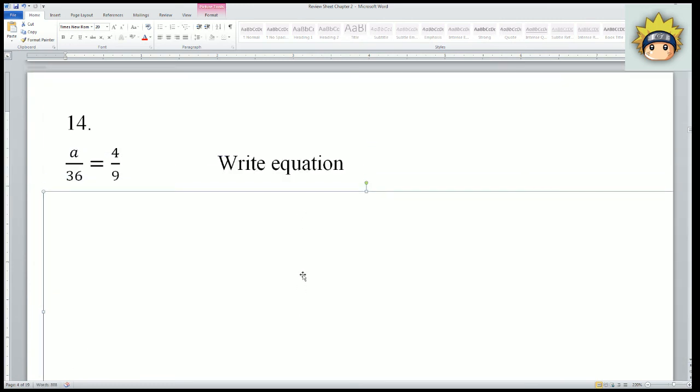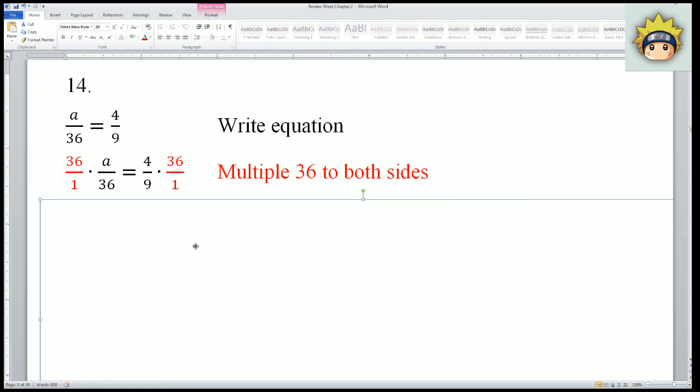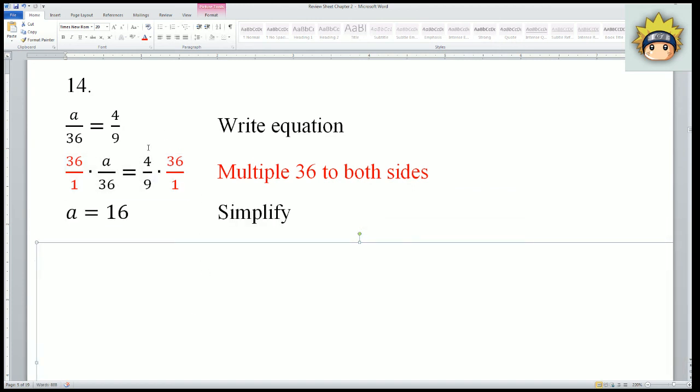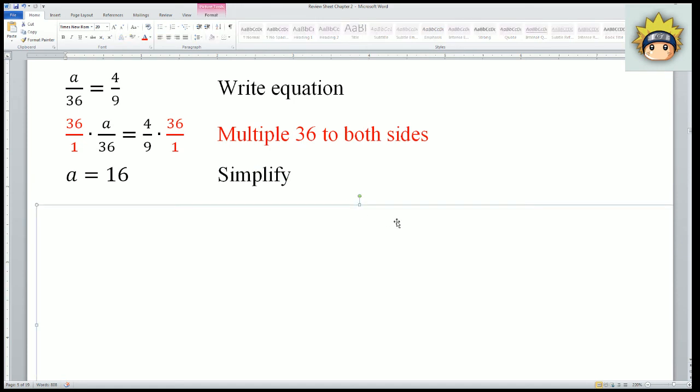Number 14, it gives us a over 36 is equal to 4 divided by 9. Alright, so what is attached to this a so far? It's a divide by 36. So to get rid of the divide by 36, we multiply by 36 to both sides. The left hand side is just a, the right hand side, 4 times 36 divided by 9 is equal to 16. I can show the multiplication if you need to. Okay, just ask me in class, or you could just use a calculator for this.